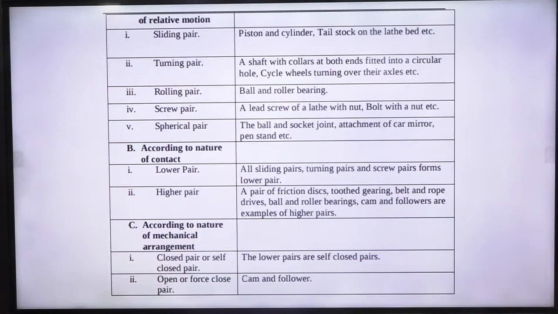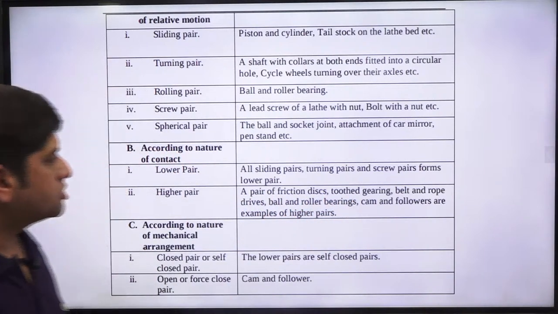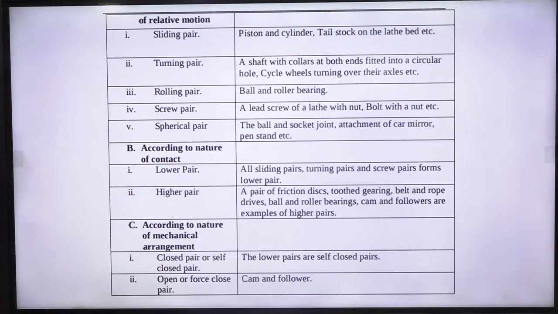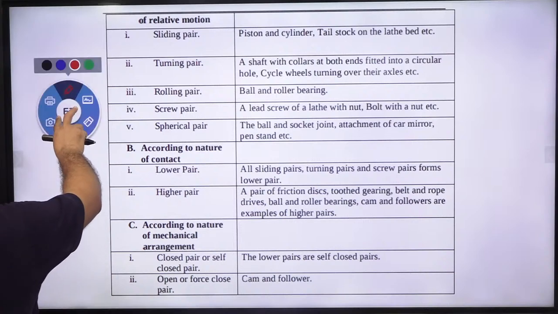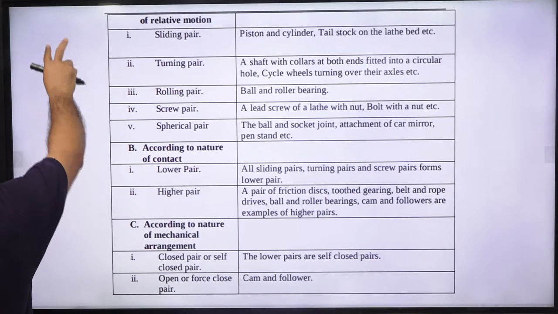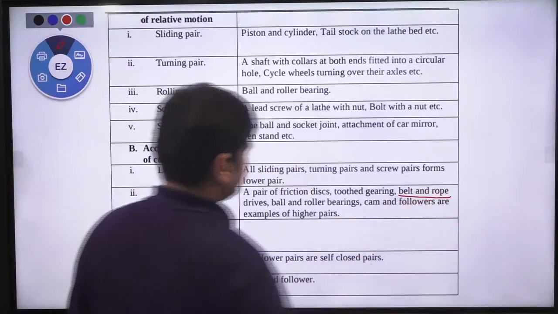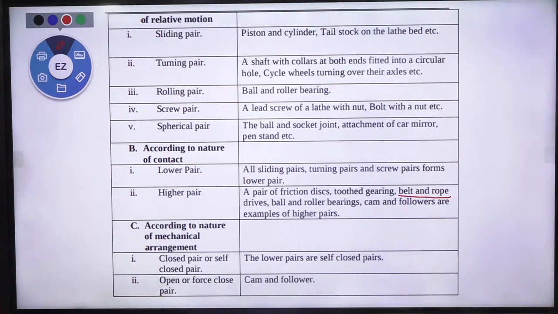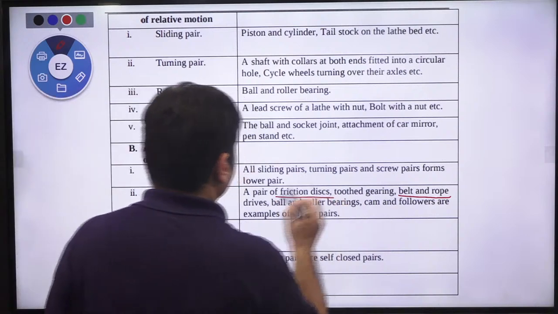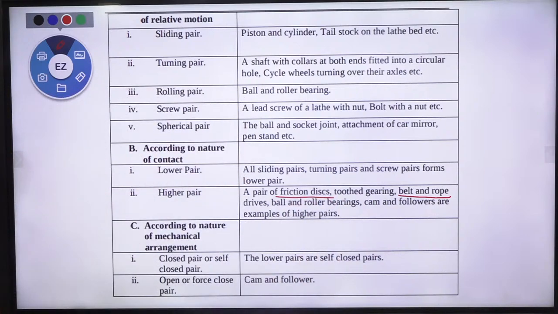Which are the higher pairs? Sir, higher pairs are those in which there is a point contact. For example, spur gear meshing, belt and rope. Remember this, students make this wrong: belt and rope is also a higher pair. Ball bearing, roller bearing, cam and follower, frictional disc, belt and rope are higher pairs. Remember this always.